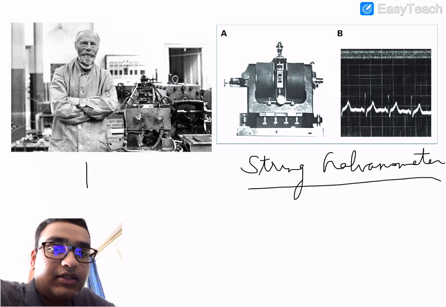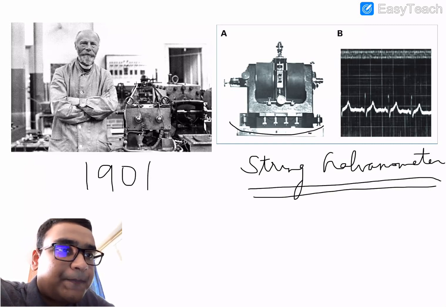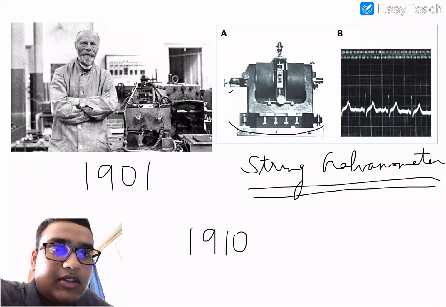invented ECG in the year 1901. So he used an instrument called a string galvanometer. This instrument which is shown here, and used a 3-lead system initially to get this ECG tracing. And by 1910, ECG had already become the most common investigation used to assess cardiac function.